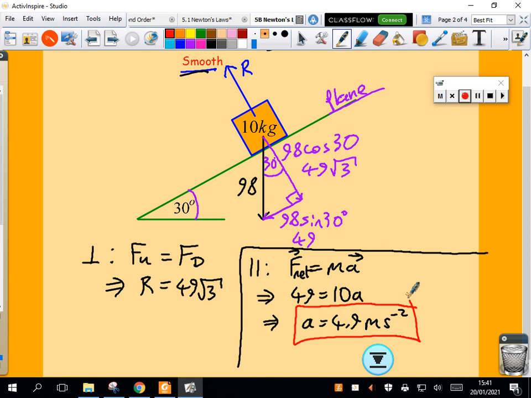The weight pulling it down towards the center of the Earth, not perpendicular to the plane in this case, and the normal reaction, not vertical in this case, but rather perpendicular to the plane. You've got to remember those things. From there, resolving my weight vector and examining forces perpendicular and parallel to the plane shows me the acceleration is equal to 4.9 meters per second squared.